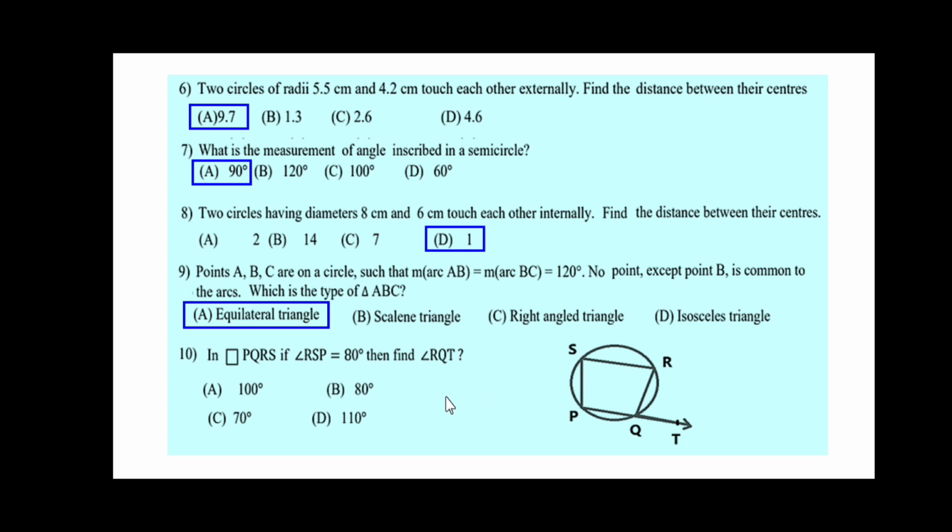Here in this adjacent figure, quadrilateral PQRS is given, wherein angle RSP is 80. This angle S is 80. Then what is angle RQT? These two angles are congruent. It is the exterior angle. RQT is the exterior angle of the cyclic quadrilateral. So the measurement of it will be 80. So these are the questions that are with the third topic, that is circle.